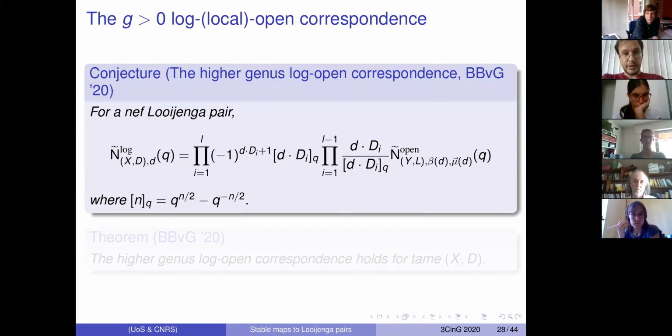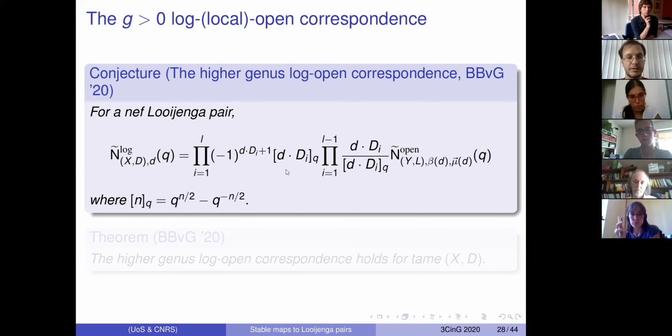So for a Looijenga pair, we can attach a pair given by a toric Calabi-Yau threefold with a Lagrangian Harvey-Lawson brane. And we propose the following refinement of the log-local correspondence, which is called the higher genus log-open correspondence. And this says that for a Looijenga pair, the generating function of higher genus log Gromov-Witten invariants with lambda insertion is given by a refinement, essentially a q-deformation, of the prefactor in the log-local case times the open generating function under this identification of the degrees.